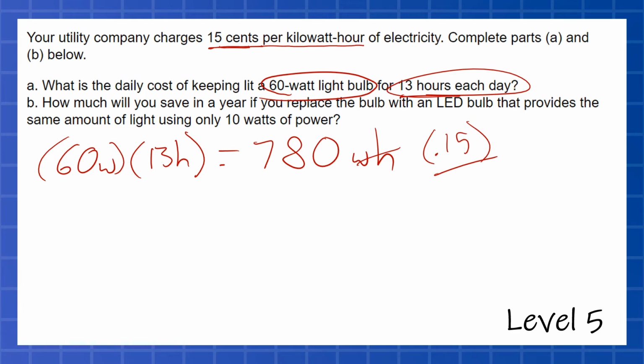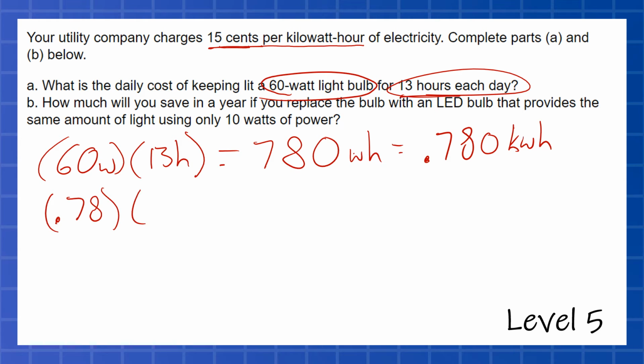So what's the difference? Well, the difference is that a kilowatt hour is 1,000 watt hours, okay? So in other words, we can also say that 780 watt hours is equal to 0.780 kilowatt hours. And then we can multiply that by that 15 cents. And what we're going to get is that it costs us a few cents a day. Let's say 11 or 12 cents a day.